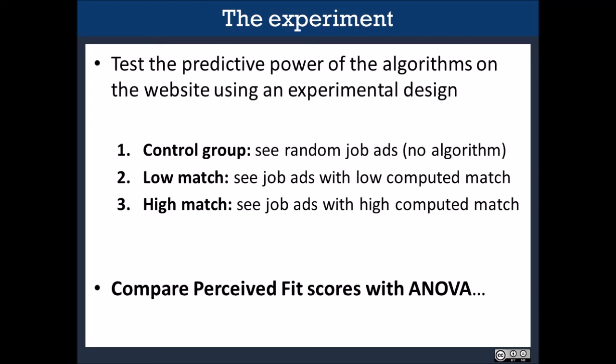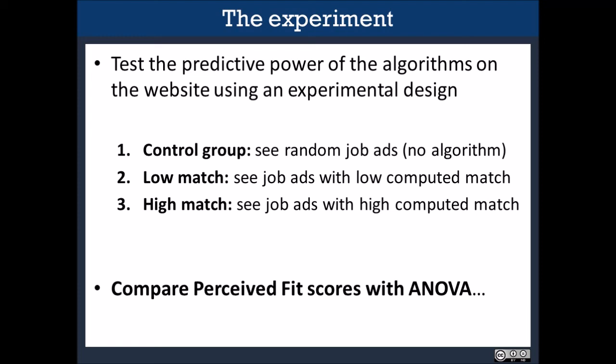But actually, they will be allocated randomly to one of these three groups. So one control group that will see random job ads, so job ads that have not been matched by the algorithm. Another group that will see low match, so job ads that have been matched by the algorithm as a low perceived fit, or the high match group. So these will be individuals who will see job ads that have been matched to their needs.